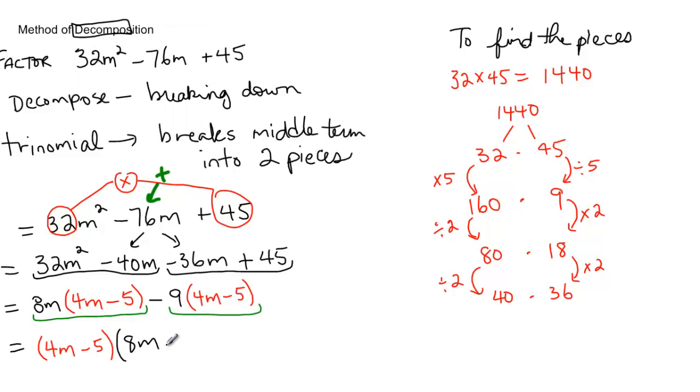8m minus 9. If I were to distribute this times 8m, I'd get this piece. If I took the 4m minus 5 times negative 9, I'd get this piece. This expression is this factored. How do we check? We could FOIL it all out, and you'll get exactly the same answer. This is perfect. That's what method of decomposition does. Let's look at one more.